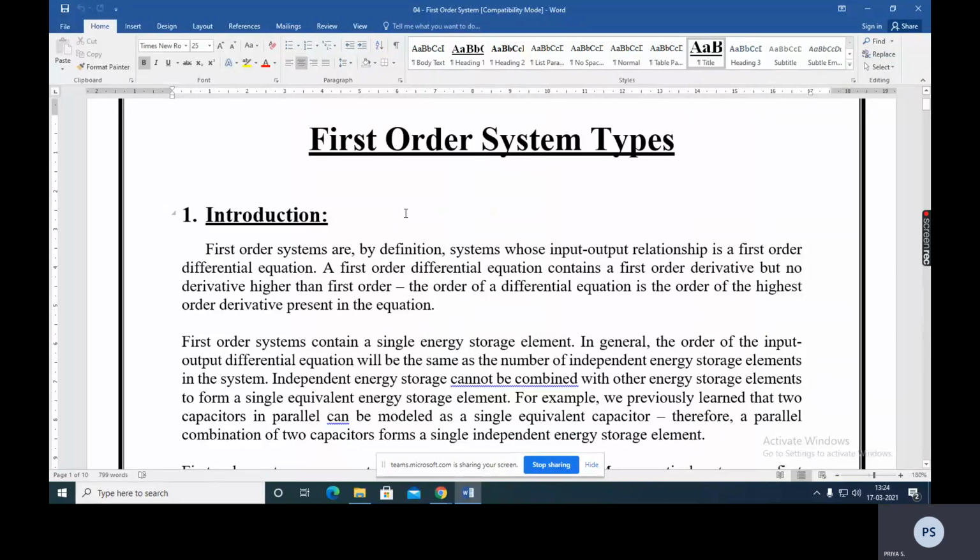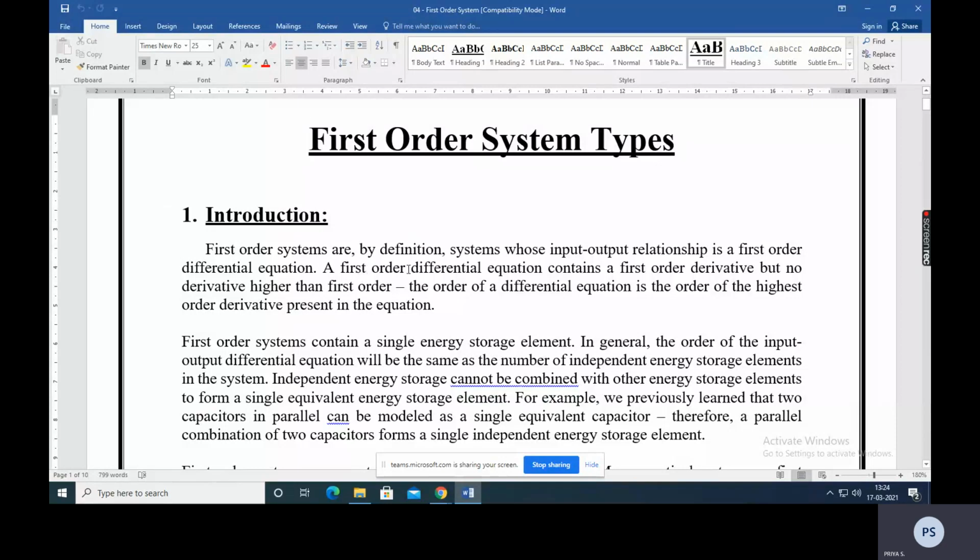Already we have seen many topics about control systems: how to model the electrical system, how to write the differential equation which governs an electrical or mechanical system. Everything we discussed, and transfer function also. So today we are going to discuss first order systems.